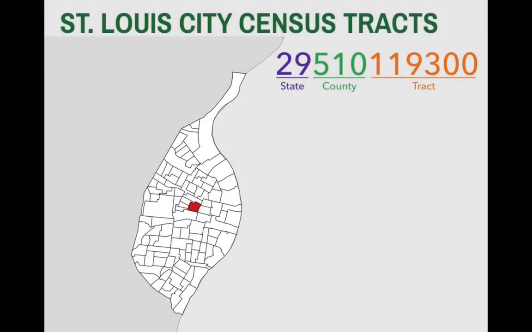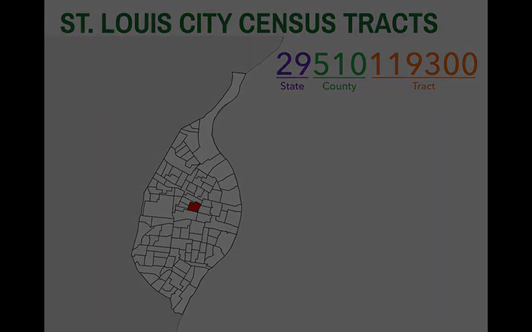Each county in the United States is subdivided into census tracts. Tracts are identified with a 6-digit code that can, just as counties can be paired up with state IDs, tract IDs can be paired up with county IDs to uniquely identify each census tract in the United States.